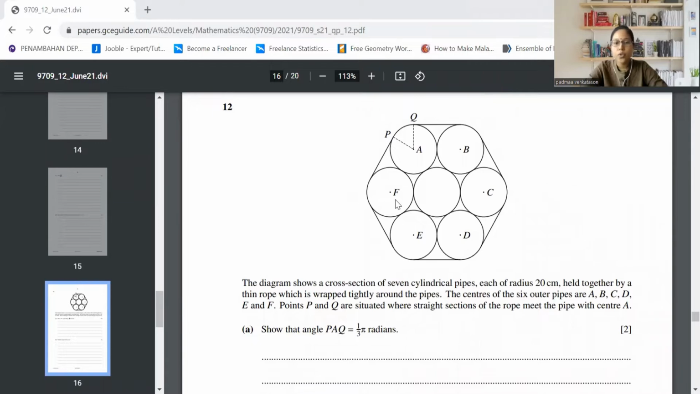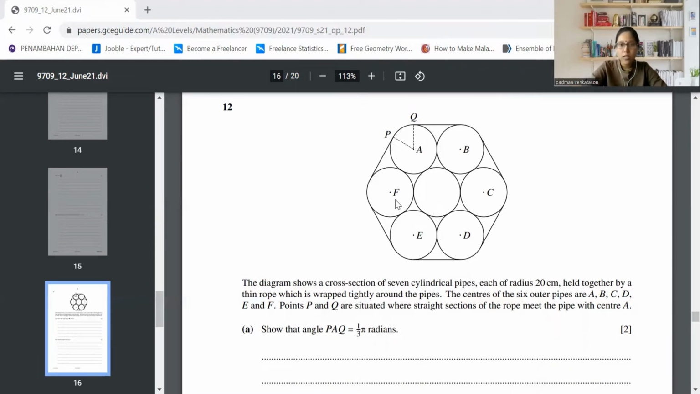They say the diagram shows a cross section of 7 cylindrical pipes, each of radius 20 cm. That means within this hexagonal shape, you can see there are 7 cylindrical pipes, and each pipe has a radius of 20 cm, held together by a thin rope which is wrapped tightly around the pipes.